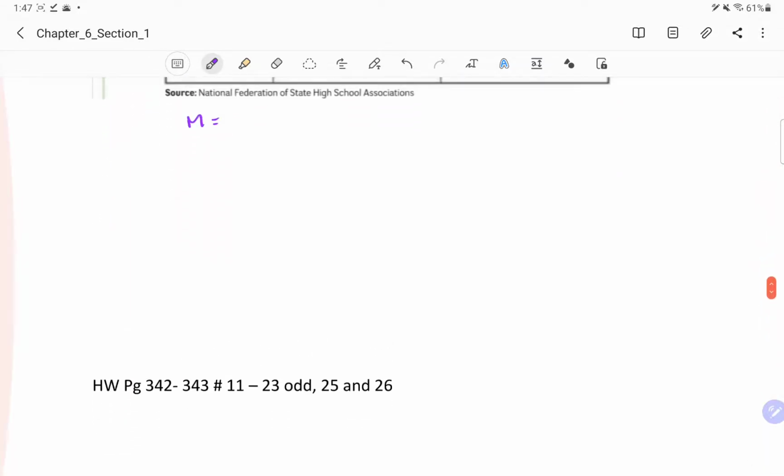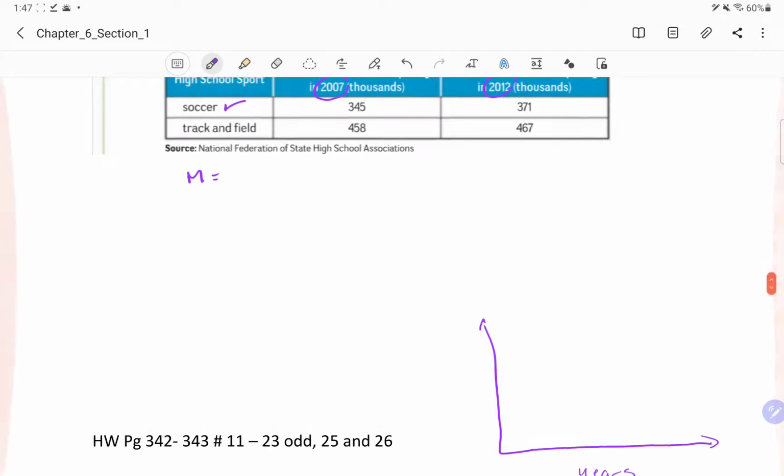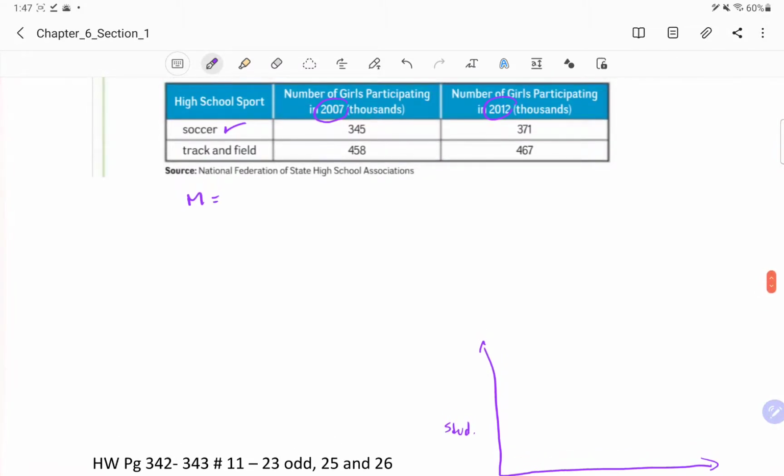Because if I put these on a table, which I'm going to end up doing, I'm going to graph them. Time goes across the bottom, so years is going to go down here, and then members will go up here, so students will go there. All right, so I'm going to take 371 minus 345, because those are my y values, over my x values, which is 2012 minus 2007. Okay, so that's going to be my slope. That gives me about 5.2.